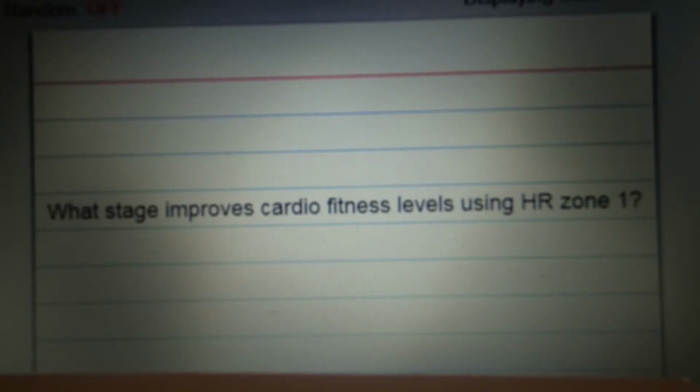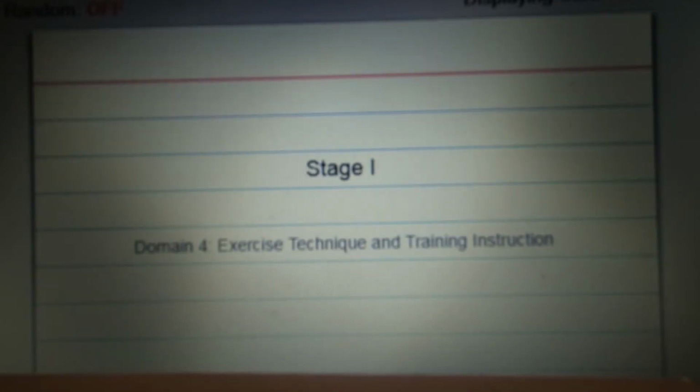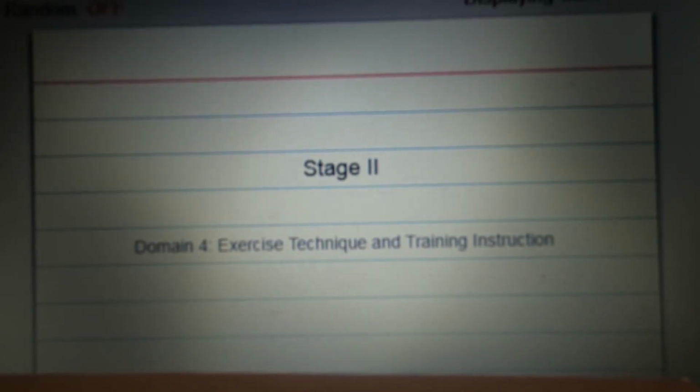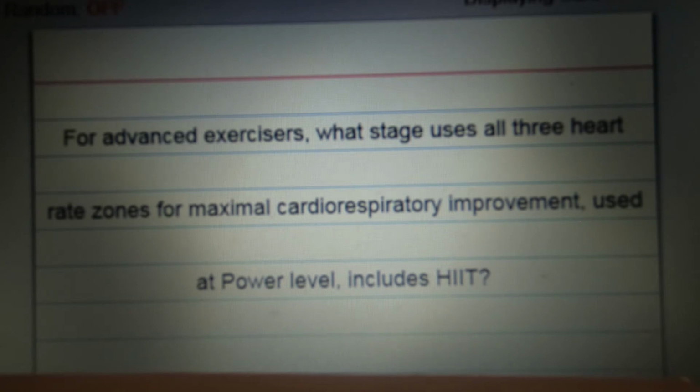What stage improves cardio fitness levels during heart rate zone 1? Stage 1. What stage is best for people with low to moderate cardio fitness levels who are ready to begin training at higher intensities? Moves in and out of zone 1 and 2, intro to interval training. Stage 2.